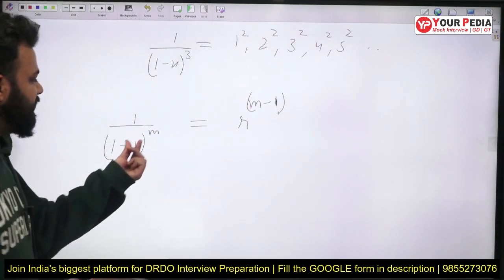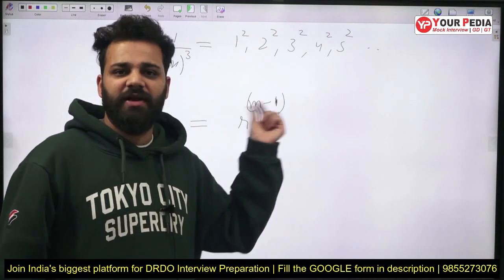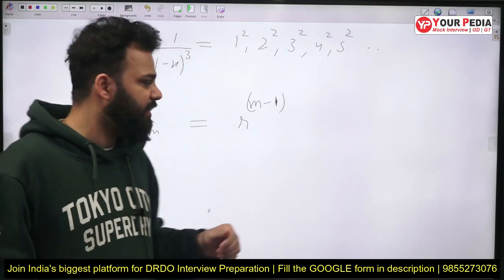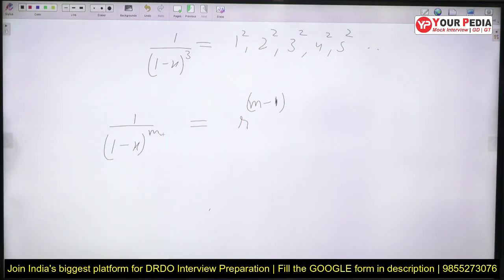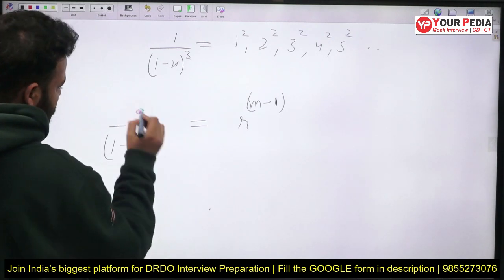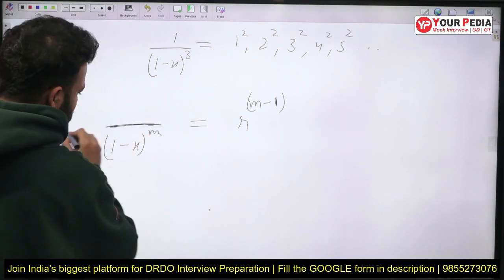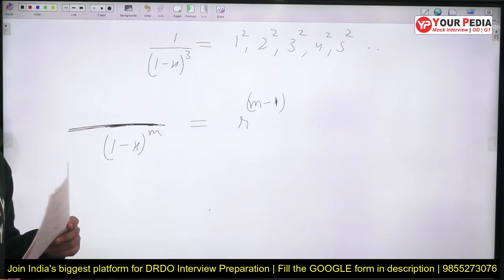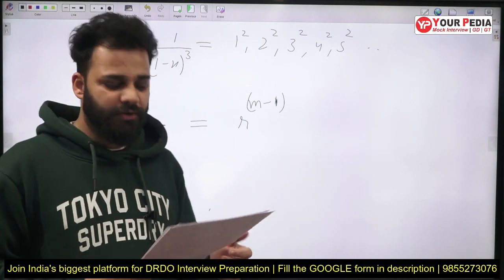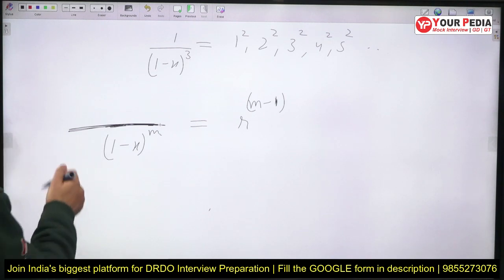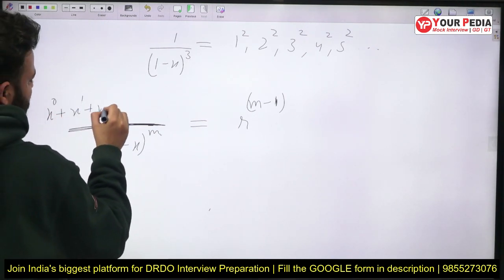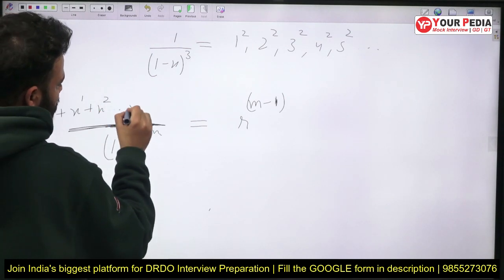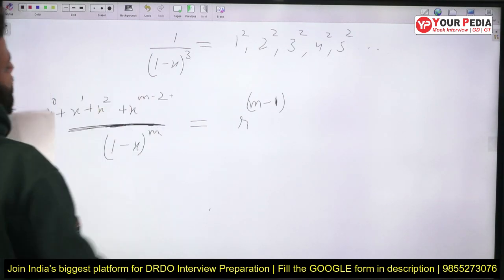So 1 by 1 minus x raised to power m, the power will be r raised to power m minus 1, because if you put the value 3, you will get the same sequence here. So when you put r raised to power m here, there will be one term that will be present at the top. So the term will go from x raised to power 0 plus x raised to power 1 plus x raised to power 2 up to x raised to power m minus 2.